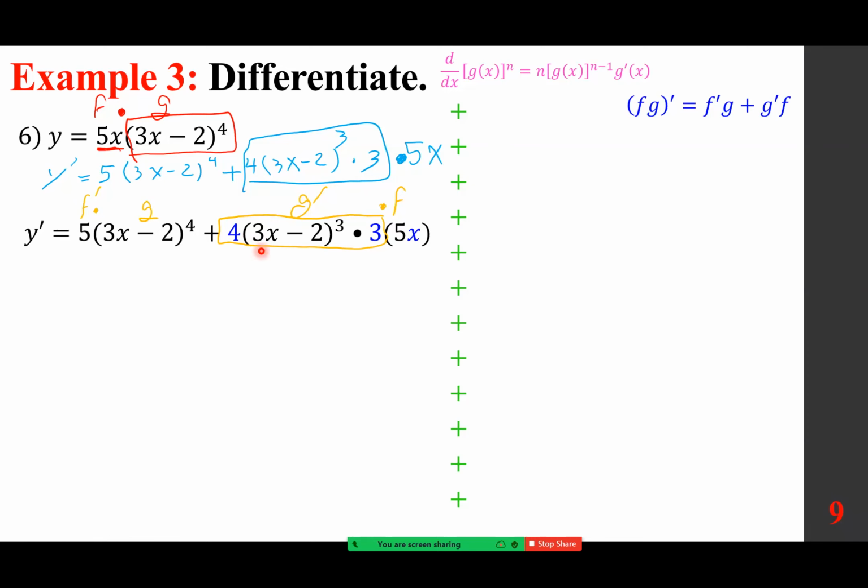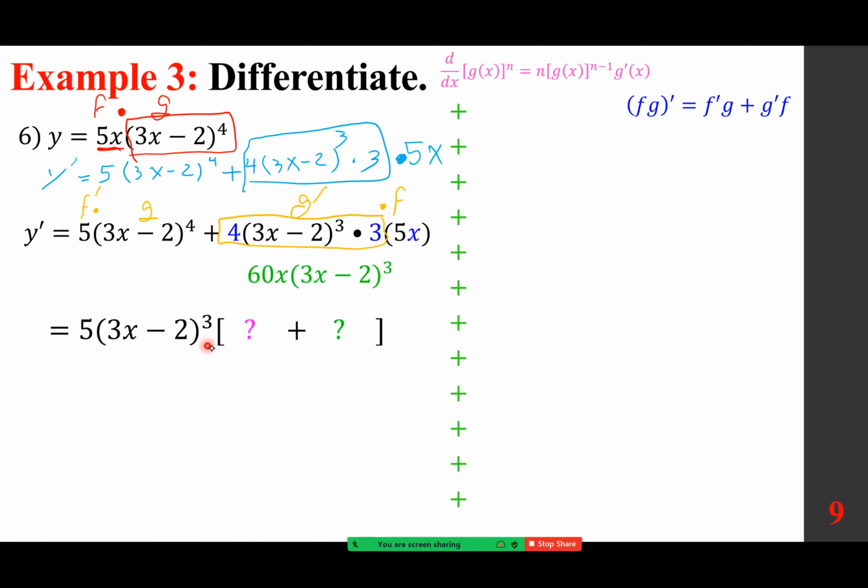So right here, 4 and 3 and 5x, their product is 60x. So we want to factor the two. We notice that 5 is in common. You can see it right here, or between 5 and 60. 3x minus 2 is in common. The exponent is 4 here. The exponent is 3 here, so we're going to go with the exponent 3. So the common factor of 5 times (3x minus 2) cubed must come out.